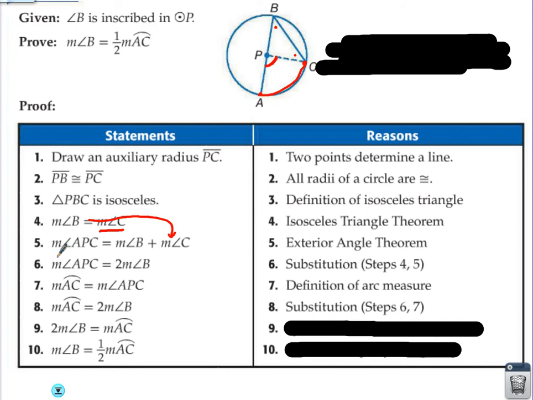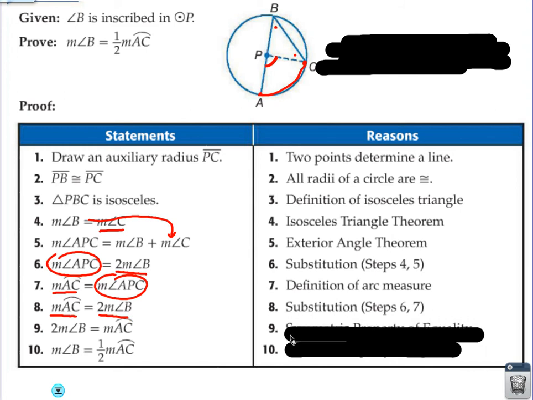Since APC is equal to this and APC is equal to this, then we know now that the measure of AC equals 2 times the measure of AB. They call that substitution. I don't. You know what I call that? Transitive. I call that the transitive property.